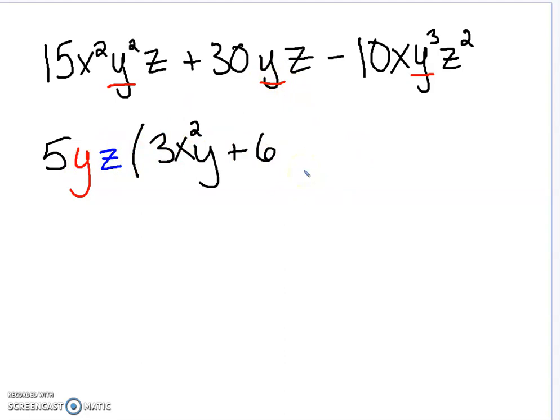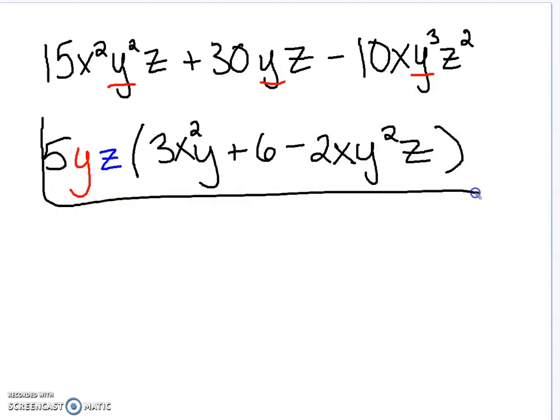And then 5yz times what would give me negative 10xy cubed z squared? I need negative 2 to get that negative 10. I don't have an x, so I need to keep an x here. I'm missing 2 y's and a single z. So these would be the factors of this expression.